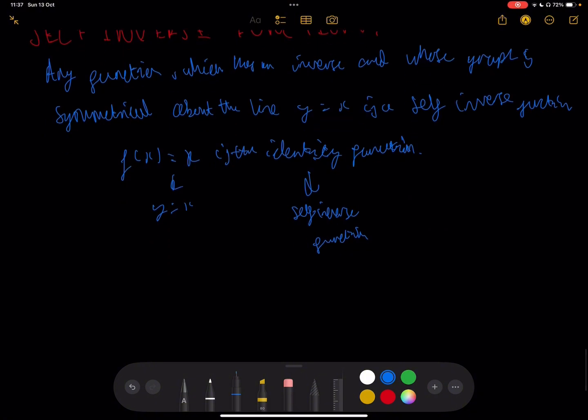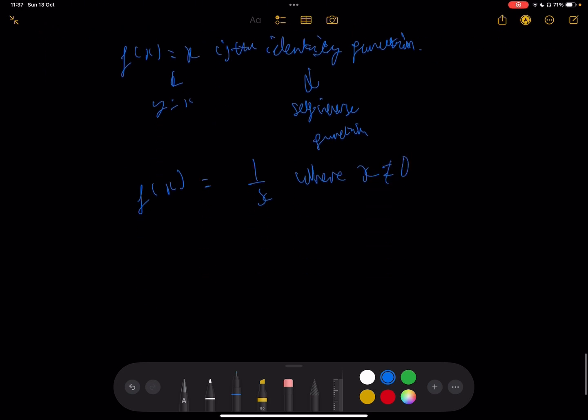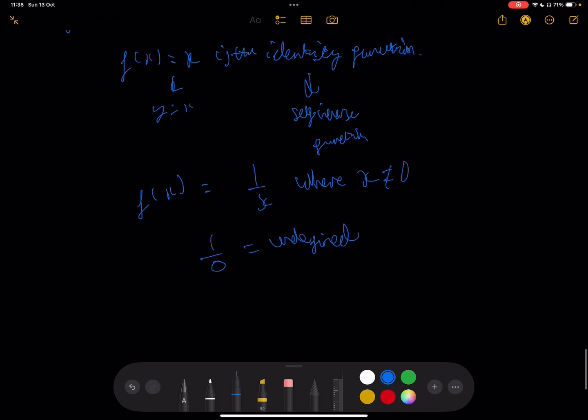The function f of x is equal to 1 over x, where x cannot be 0. Well, we know y can't be 0 because 1 over 0, any number divided by 0 is equal to undefined. So it's also a self-inverse function, as f is equal to f minus 1.